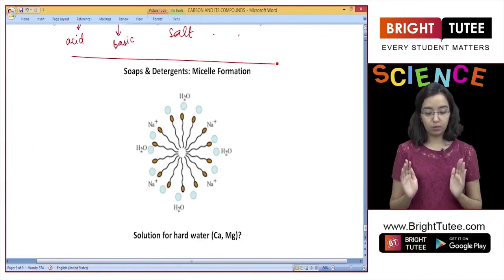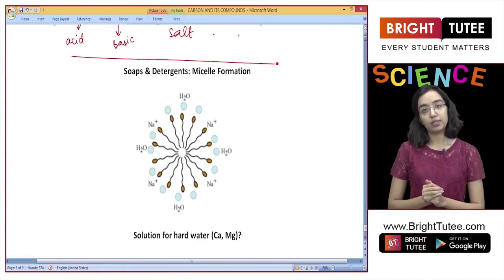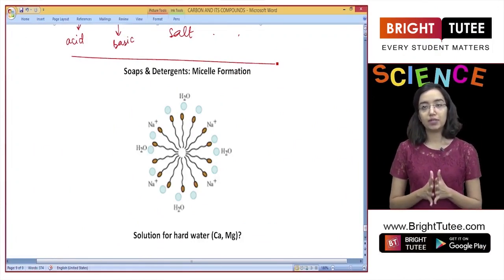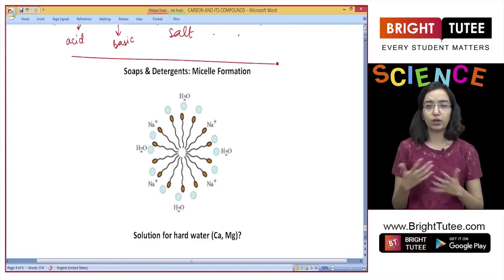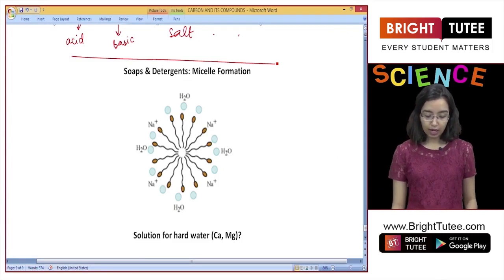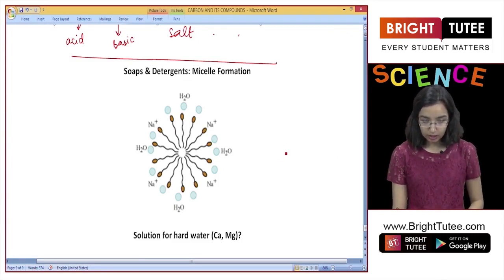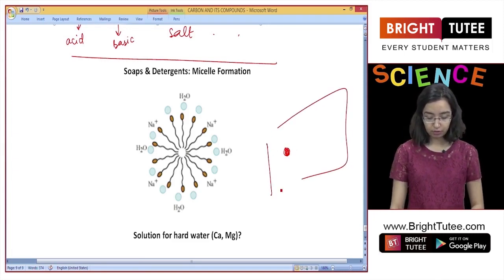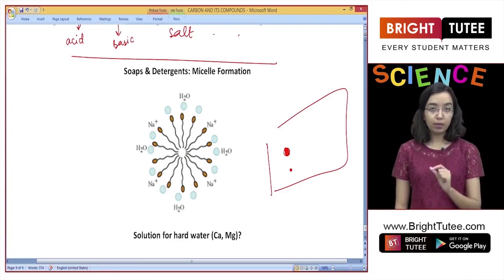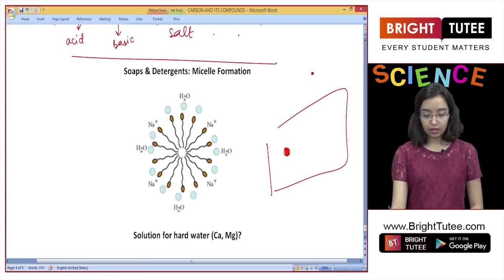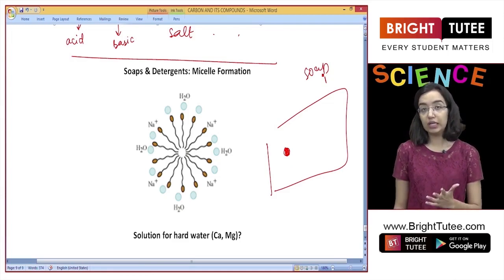Now, to end this chapter, the last topic is micelle formation. It is how soaps and detergents clear out the dirt in clothes or other utensils. Whatever dirt is present on a cloth, for example, here's a piece of cloth, and the dirt is oily in nature. When the dirt is oily in nature, we add soap to it. Now, what does the soap do? How does the soap clean the dirt out?